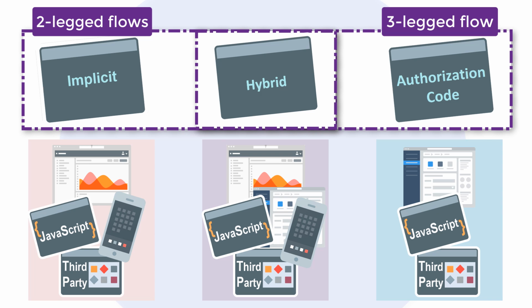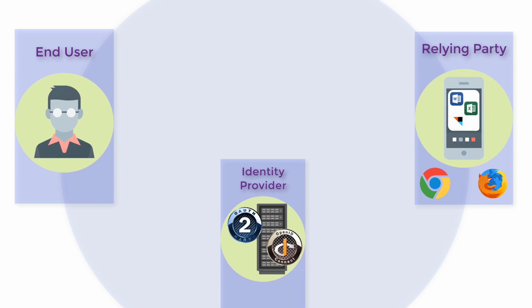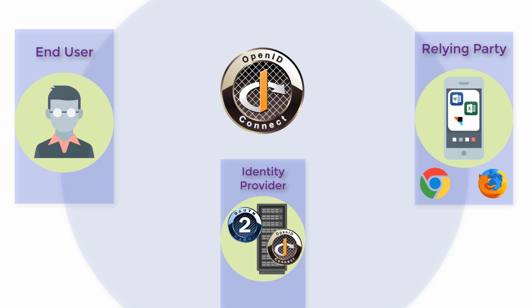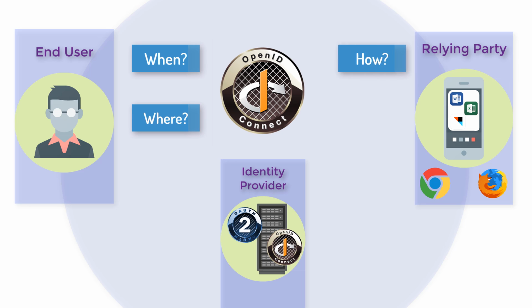In this video, we looked at the different flows developers can choose from when enabling client applications to use OpenID Connect. We looked at how OpenID Connect allows client applications to verify an end user's identity and obtain basic profile information about that user using REST APIs. We also saw how OpenID Connect provides client applications with the when, where, and how the authentication occurs, and how it can be used to allow federated single sign-on.